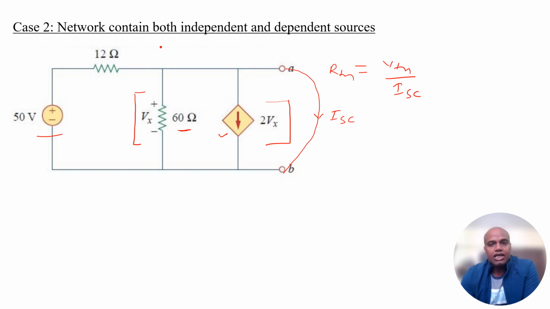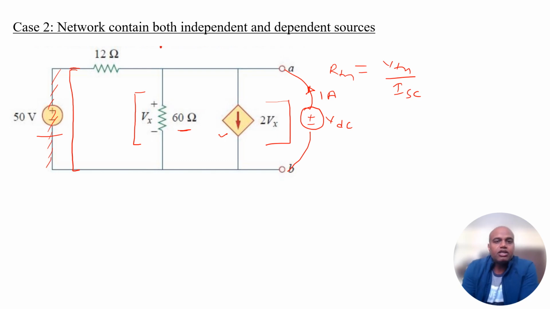Method 3 says that instead of having this short circuit current, let's say I'm applying a DC voltage source in the circuit, with a value of VDC, and it is giving a 1 ampere current in the circuit, and we replace all the independent sources with their internal resistance. So this voltage source becomes a short. Forget about this; now we have short circuited this. So my modified circuit becomes like this.